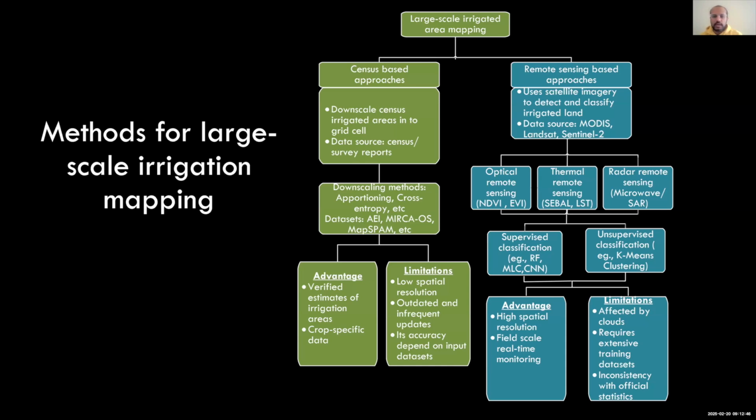Some of the data sets developed using this approach include the Area Equipped for Irrigation, which is developed by many scholars, including the most recent one, which was developed by our former lab member, Piyush. We also developed a new data set, which was shared with the public earlier last year, known as MIRCA-OS, a monthly irrigated and rain-fed cropped area. There is also another data set prepared using a cross-entropy algorithm, which is known as MapSPAM.